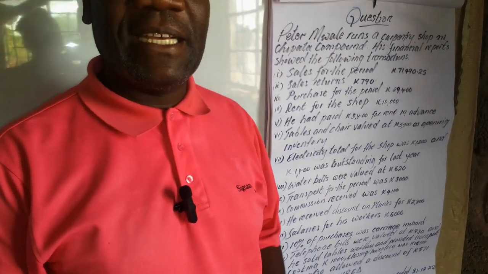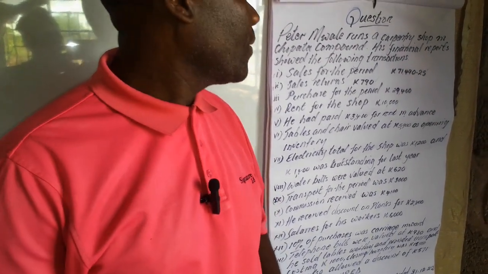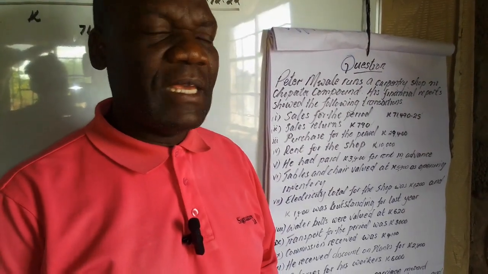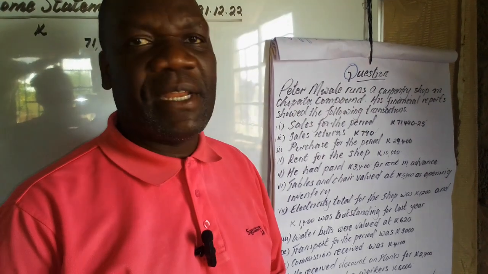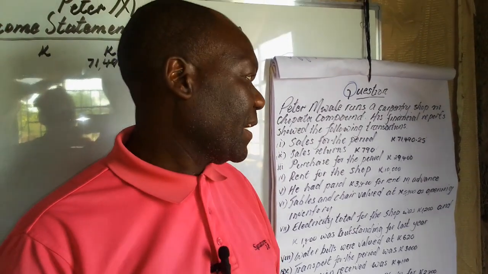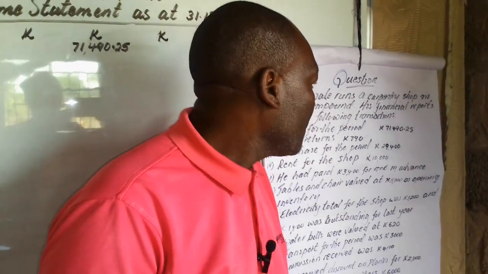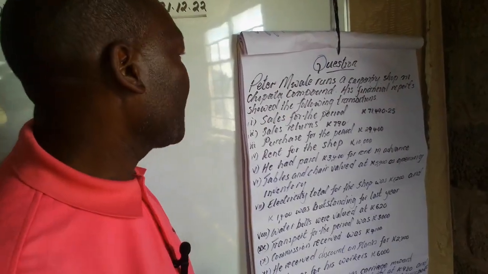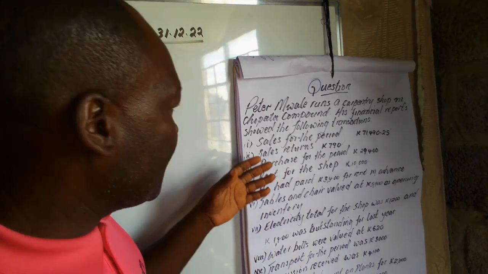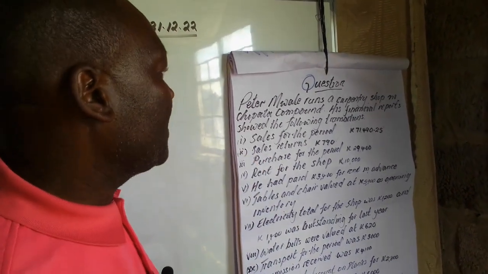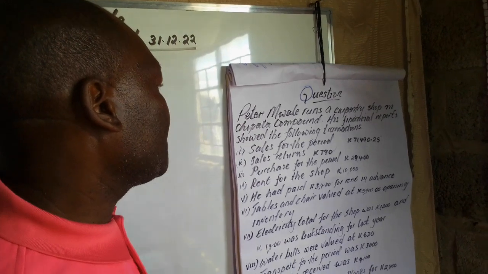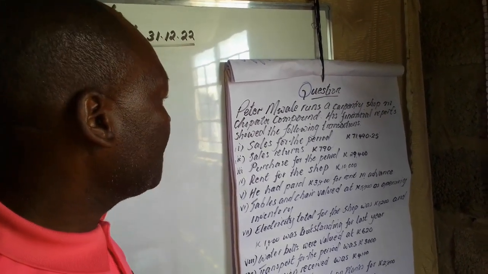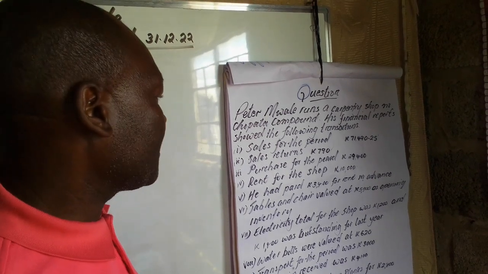Welcome to our lecture. Today, we want to attach the figures to the income statement for a sole trader that we looked at the other day. Okay, so today, we want to solve a question. So here I have a question, and the question reads as follows. Peter Mwale runs a carpentry shop in Sparta compound. His financial reports showed the following transactions.